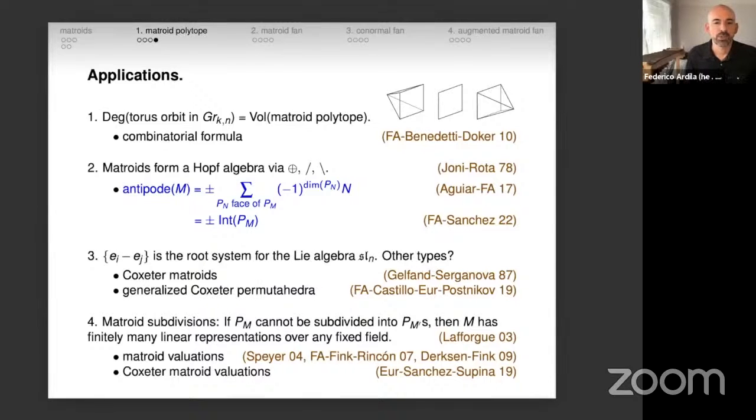So as you can see, these polytopes are very geometric. They give you a geometric way of thinking about matroids, and they really have these several different consequences in different parts of mathematics. So that's the first model of matroid polytopes.